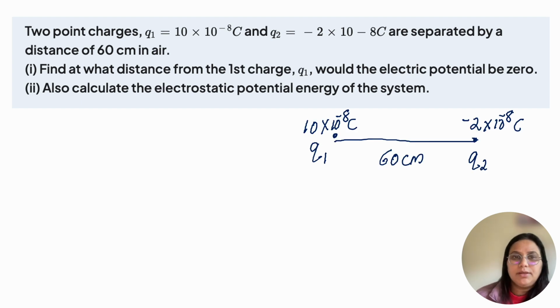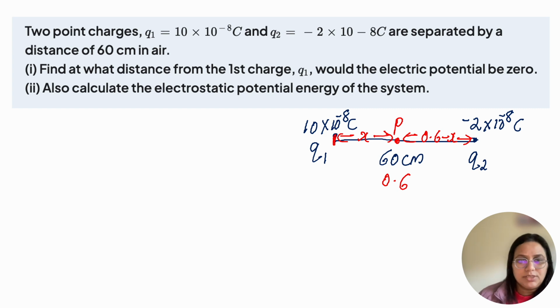So let Q1 be located at this point and Q2 be located at another point, and they are separated by a distance of 60 centimeter. Let us find out at a point P where the electrostatic potential is 0, which is at a distance of x from the point charge Q1. This 60 centimeter, when converted into meter, I can write as 0.6 meter. So 0.6 minus x is the distance between P and the second charge. Therefore, the total potential at the point is the sum of the potential due to Q1 and Q2.